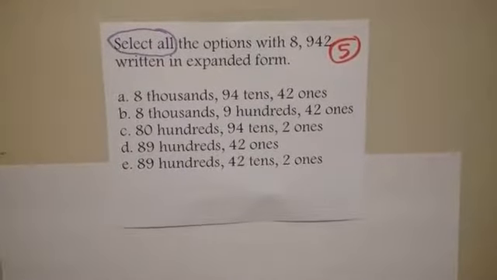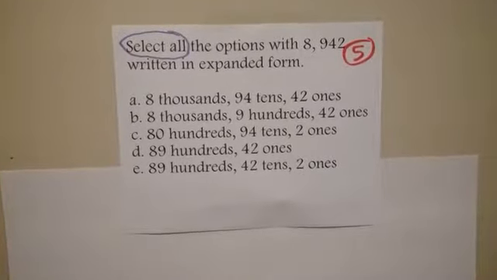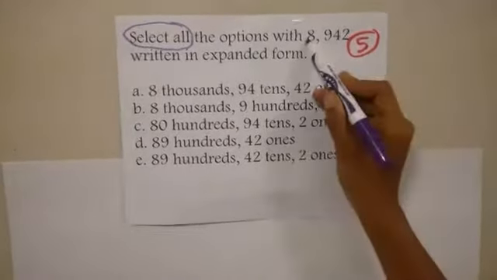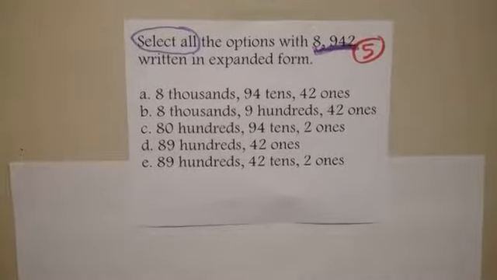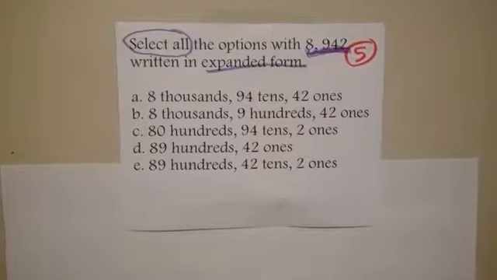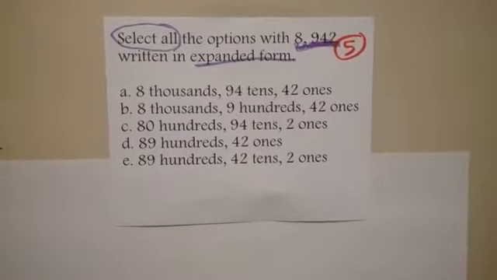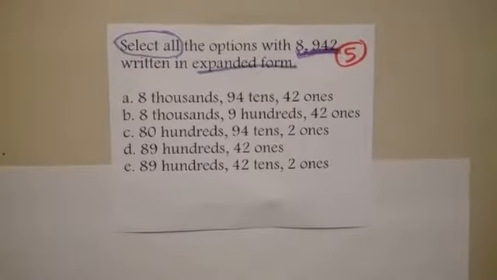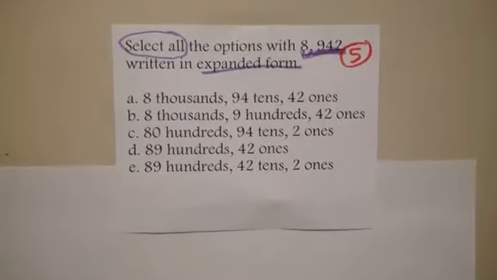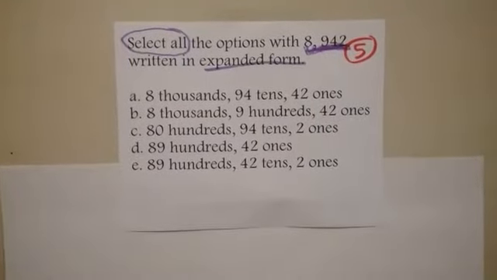That's good. So exactly, the first thing you're going to do with this is circle the important information. Select all the options with 8,942 written in expanded form. I should have crossed that out on accident. But we actually, and I'm glad you brought that up, on another question, I don't think we underlined our important details. So great job, Kanika. All right, so let's check. Remember when we do these, we go through each thing, and if we have to draw a place value chart, we draw a place value chart. Matter of fact, I'm going to draw one just in case.